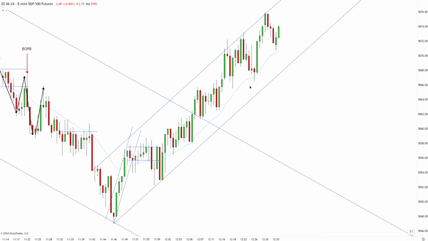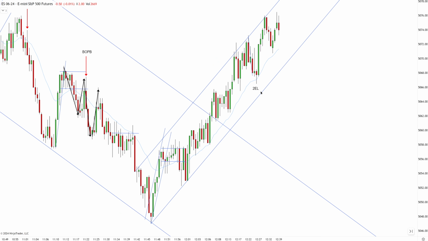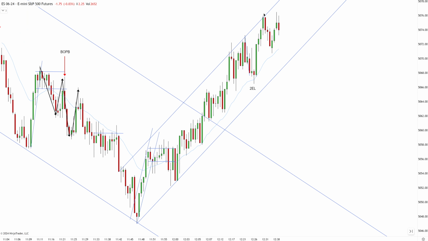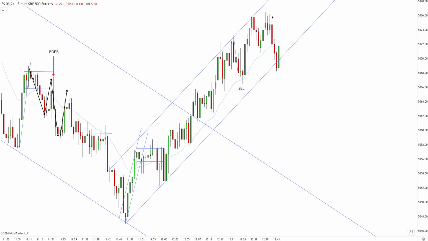Okay, we have a second entry long, but the signal bar is absolutely horrible. As you can see, you cannot go long above this bar. Now, even though we traded down, this uptrend is quite strong. I'm looking for long setups because I can take advantage of the structure.